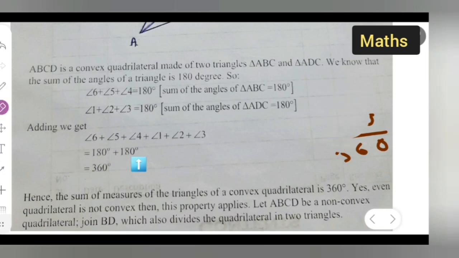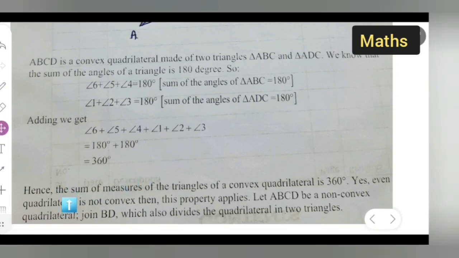So what will be the sum of the angles of the convex quadrilateral? 360. So I can take down the final statement over here. Hence, the sum of the measures of the angles of a convex quadrilateral is 360. Even if the quadrilateral is not convex, then this property applies. Let ABCD be a non-convex quadrilateral, join BD, which also divides the quadrilateral into two triangles.